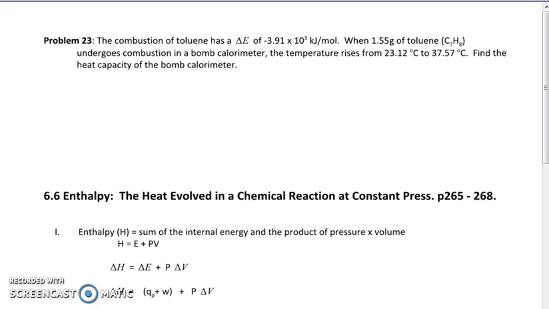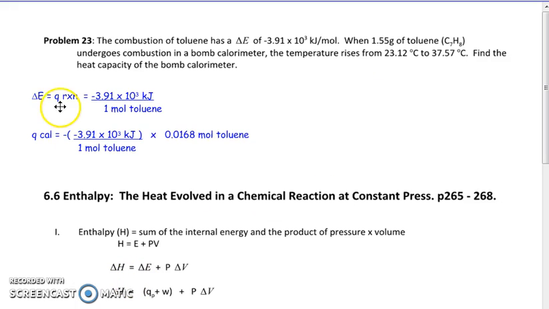So we are working backwards. Let's see what's going to happen here. If I know the delta E is this many kilojoules per mole, can I find moles here? I bet if I were to multiply kilojoules per mole by how many moles of toluene, I would find the Q of the reaction. So why don't we do that?